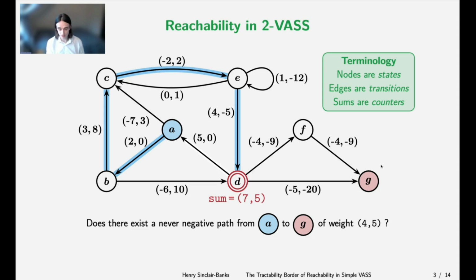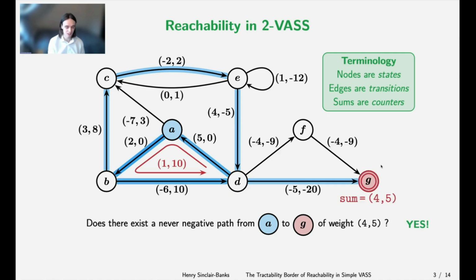We notice actually that there is a cycle from D to A to B and back to D that gives you +1 on the first and +10 on the second component. So then we'll take this cycle twice, and conveniently this allows us to take the transition from D to G directly where we reach the target vector 4, 5. And so yes, this is a positive instance.